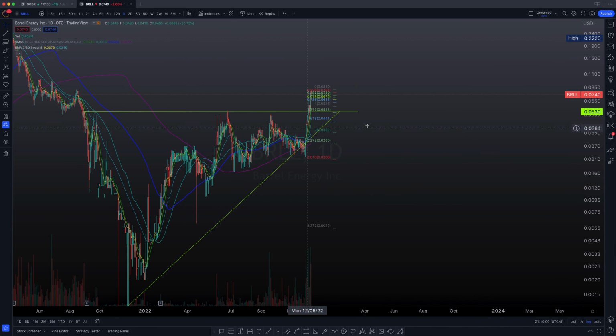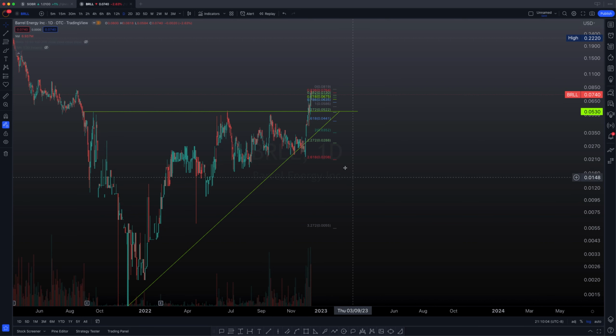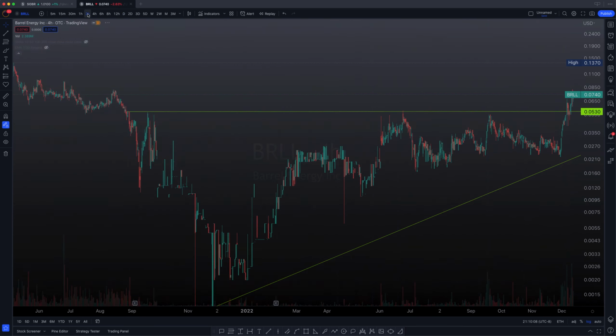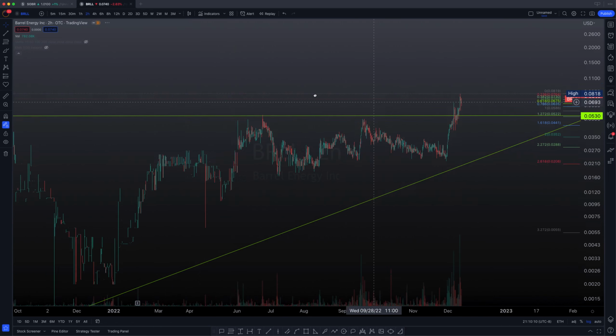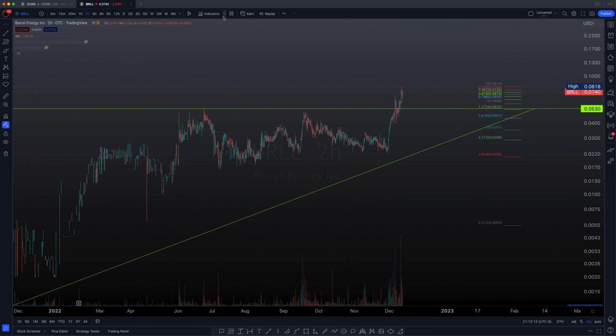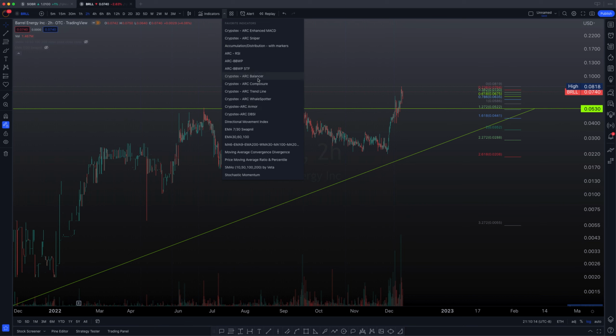Now let's get rid of the EMAs and the SMAs as well. We'll open up the bi-hourly and the hourly with the ARC-Series Crypstex indicators, which can be available to you.